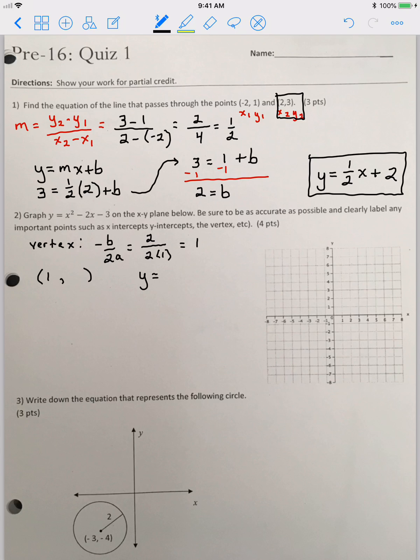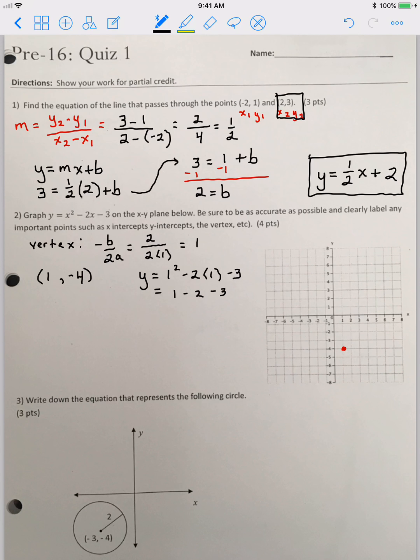So y is equal to 1 squared minus 2 times 1 minus 3. That's going to give us 1 minus 2 minus 3 more. So -1 minus 3 more is -4. Our vertex is at 1, -4. So I can go ahead and put that down on my coordinate plane right now. 1, -4 would be right here.